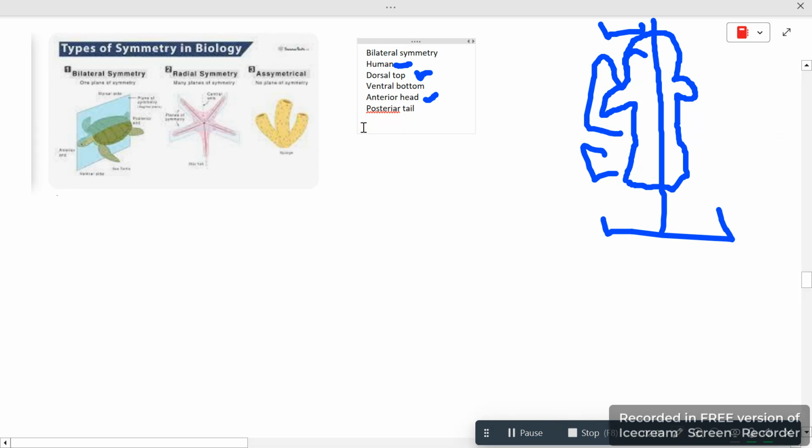Animal groups with this symmetry are collectively known as bilateria, and this is one of the major groups. We'll also look into the difference between them.